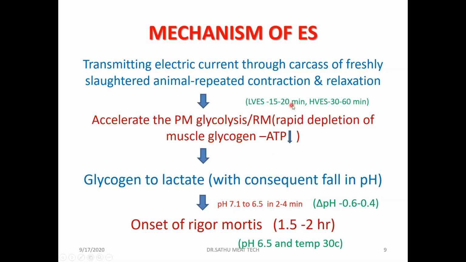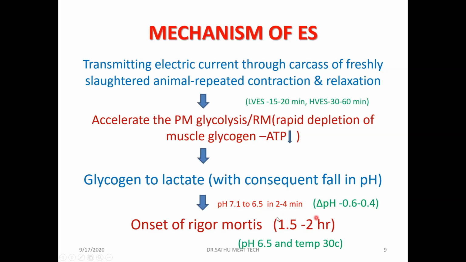Generally, low voltage electrical stimulation we give for 4 minutes, high voltage we give for 2 minutes. So within this short period, the pH will come to around 6.5. So there is a 0.6 to 0.4 reduction in the pH within a short time. That is called delta pH.